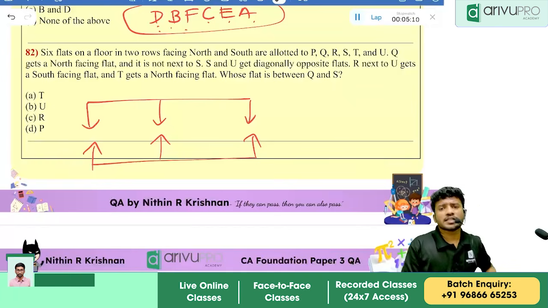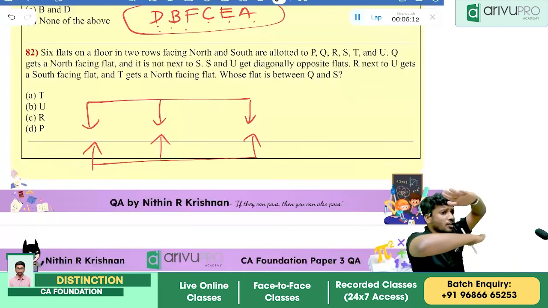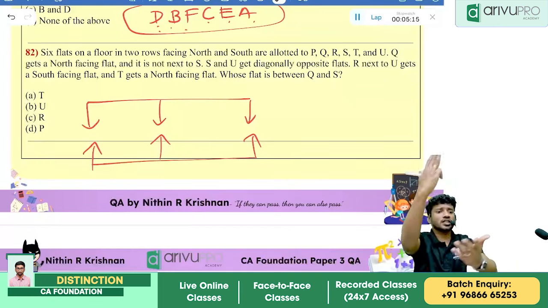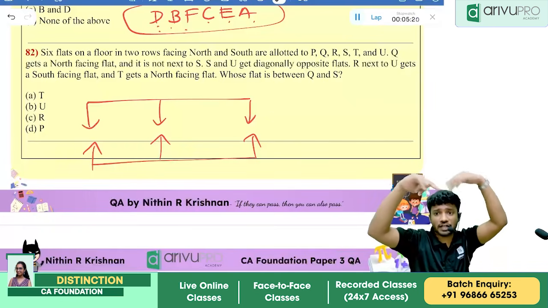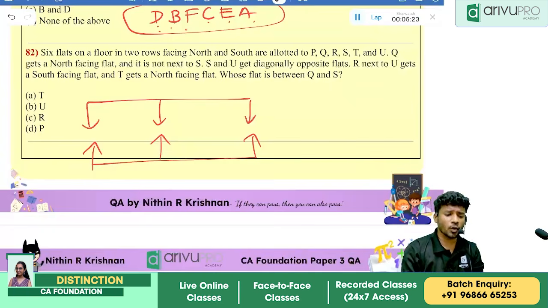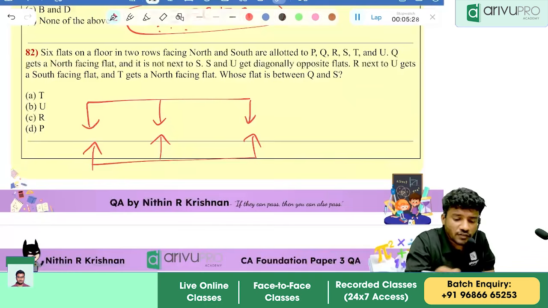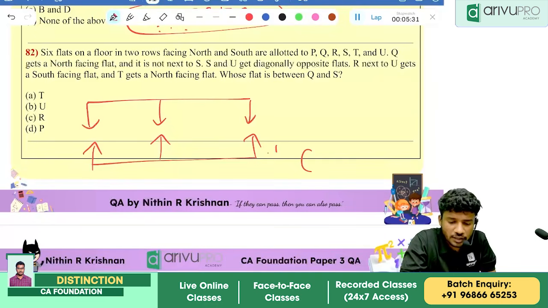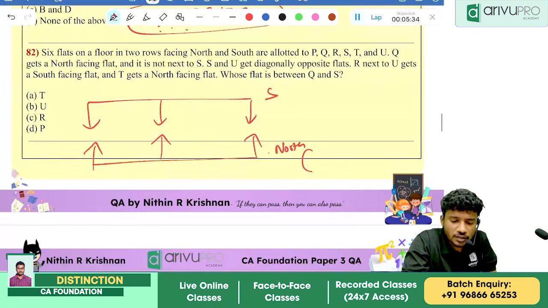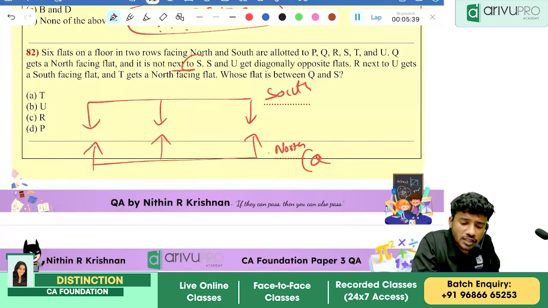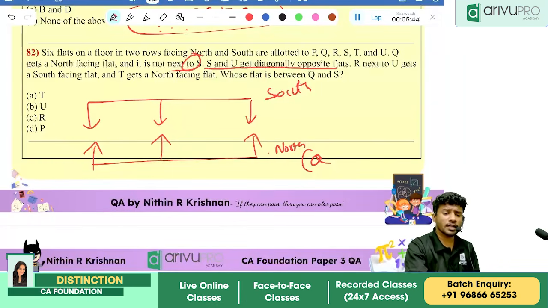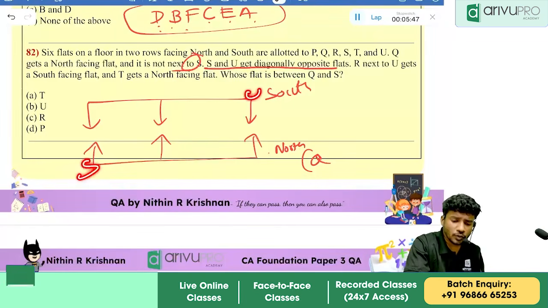Look at this question first. There are 6 flats. Whenever there are 6 flats and they are sitting opposite to each other, we will cut them into 3, 3. When there are 8, we will cut them into 4, 4. When there are 10, we will cut them into 5, 5. Here it is 3 and 3. Okay. Now listen. Q gets a north facing flat. So this is towards north, and this is towards south. Q gets a north facing flat and is not sitting next to S. S and U are diagonally opposite, meaning if S is sitting here, U is sitting over here.